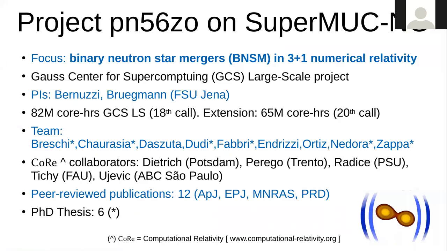Our project focuses on the simulation of binary neutron star mergers in 3+1 numerical general relativity. It was approved with 82 million core hours in 2018, and obtained an extension later, which has just terminated. The work involved about 10 people at Jena, plus collaborators in Europe, USA, and Brazil. These high-performance computing resources essentially supported entirely our scientific effort of the last years. And so far, they led to 12 publications and supported 5 PhD projects, 4 of which are still ongoing.